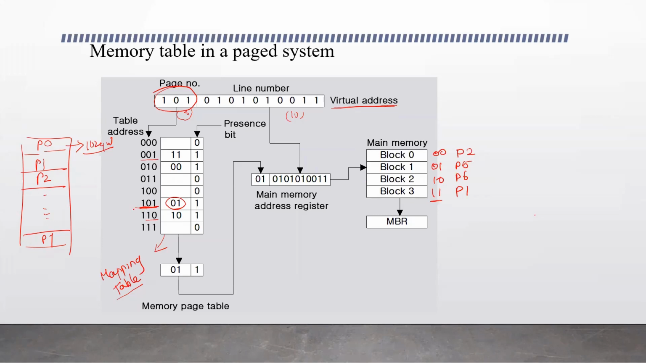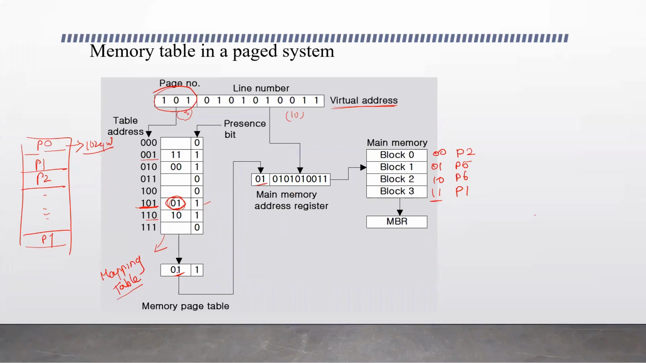To map these pages to blocks, we have the memory mapping table. This indicates which particular block each page is loaded into. The presence bit says 1 if it is available in memory. If the presence bit is 1, that particular block number is loaded in the memory table buffer register, and then that is used as the memory address to refer to a main memory word, and is stored in the main memory address register.